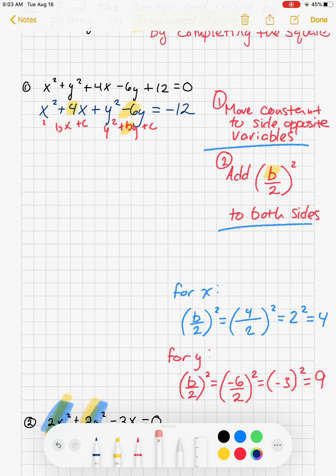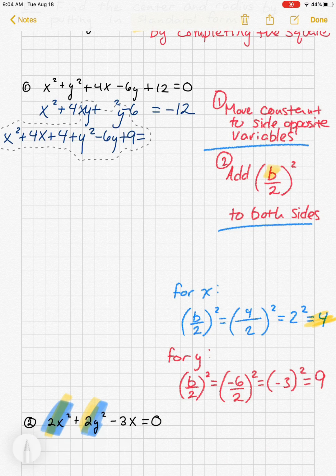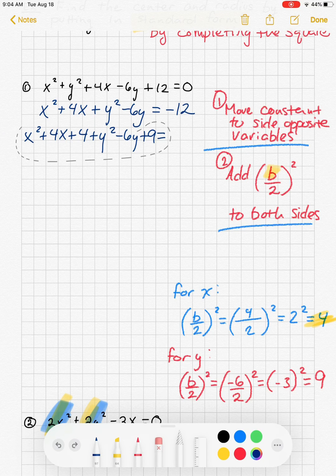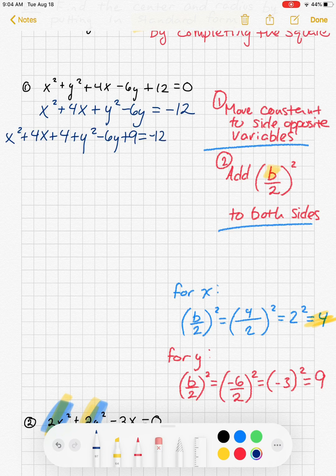Now I'm going to add those on both sides, but in the appropriate spot. For x, my special number was 4, so I'm going to add that 4 here next to the x's. For y's, my special number was 9. I have to add those numbers on both sides of the equation in order for the equation to stay balanced. So negative 12 plus 4 plus 9.